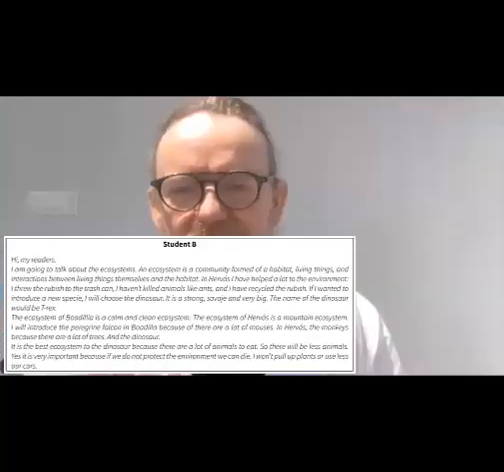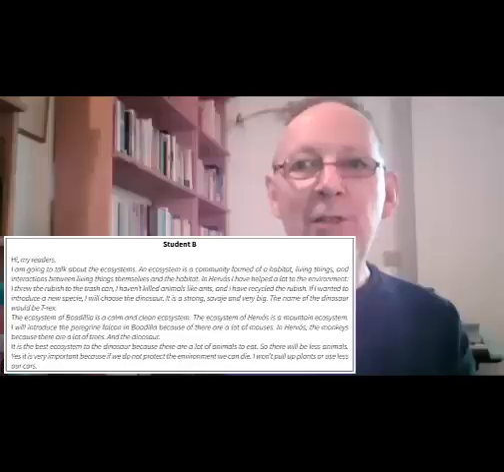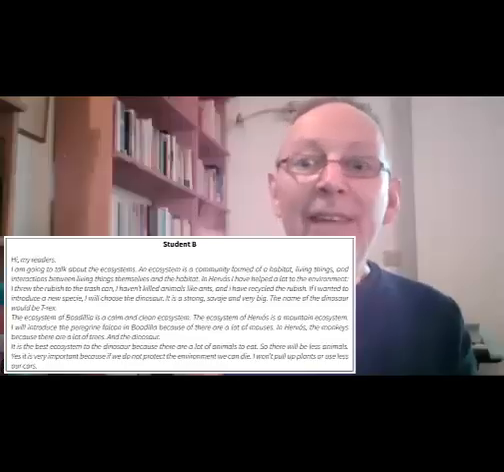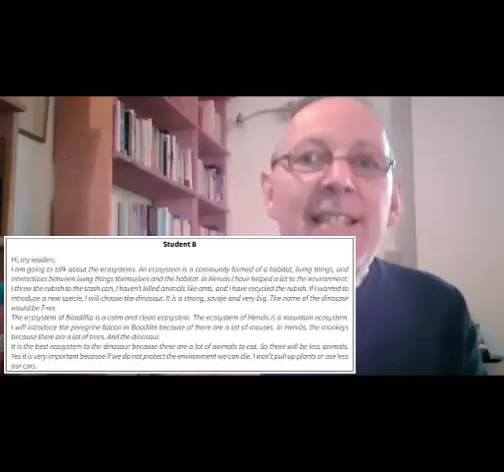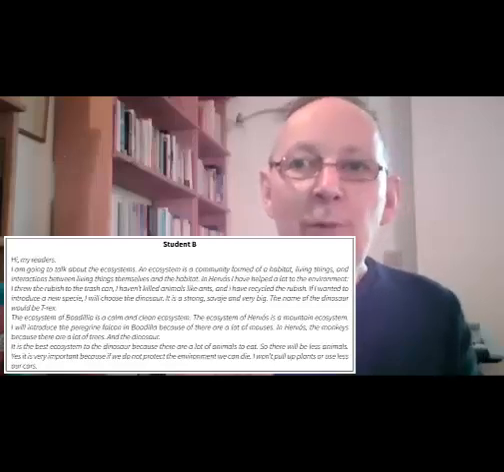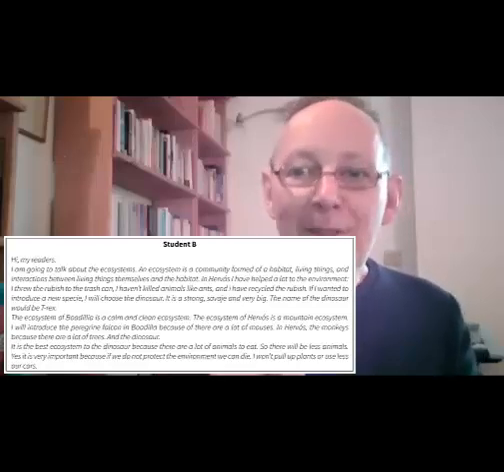On and on it goes. In Hervas, the monkeys because there's a lot of trees, and the dinosaur. And then at the end it says it is the best ecosystem with the dinosaur because there are a lot of animals to eat. So there will be fewer animals. It is very important because if we do not protect the environment, we can die. What's that? That's evaluation. The kid is giving his or her perspective on that. It's a value statement.